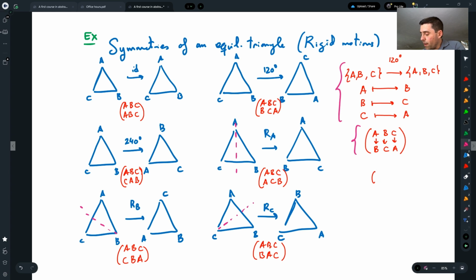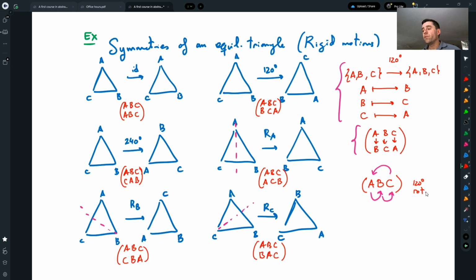Actually, not quite like that. Look, what I'm going to write is the following notation: let's see where A goes in the 120-degree rotation. I know that A went to B, and B went to C, and C went to A, so I'm going to write it as that cycle. And again, what this means is that A goes to B, B goes to C, and C goes to A. That's what this notation means. And this is a 120-degree rotation, or the equivalent of.